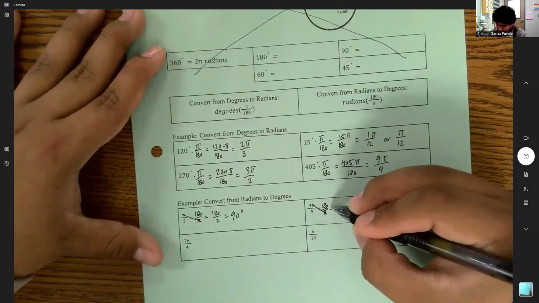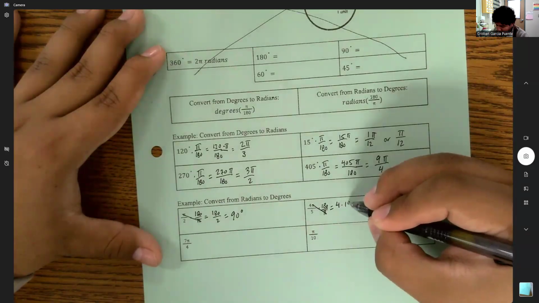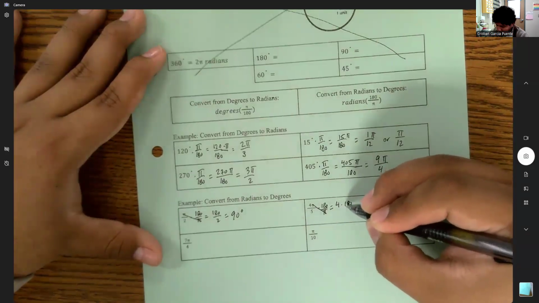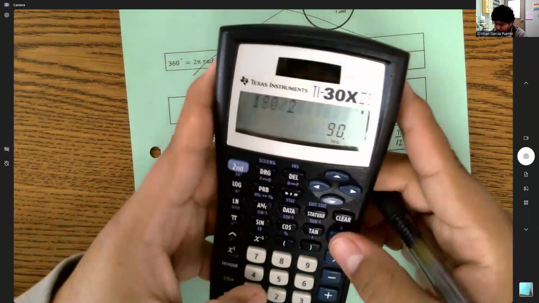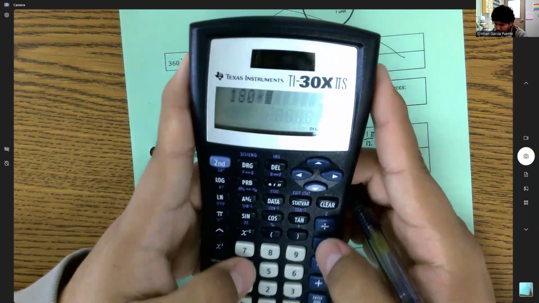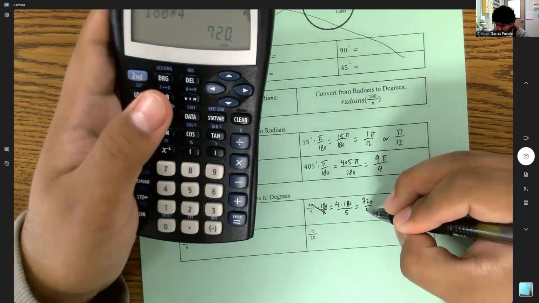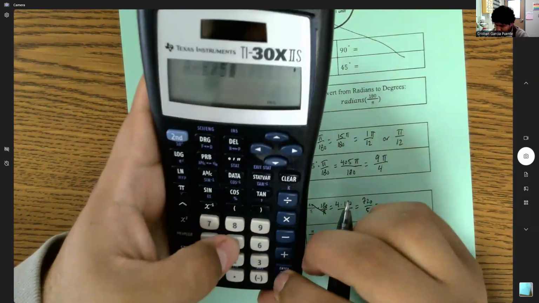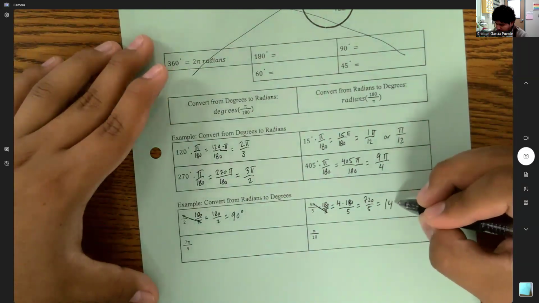Pi's cancel. And then when we have two numbers, just put the two numbers on top. So 4 times 180 divided by 5. And then what's 4 times 180? So 180 times 4, 720, divided by 5, and you get 144. And that there's your answer.